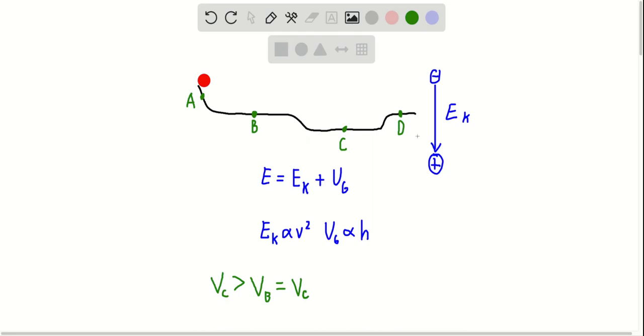And finally, at point A, it has a lot of gravitational potential energy, but it has less kinetic energy. So the lowest velocity will be at A. And that is our final answer.